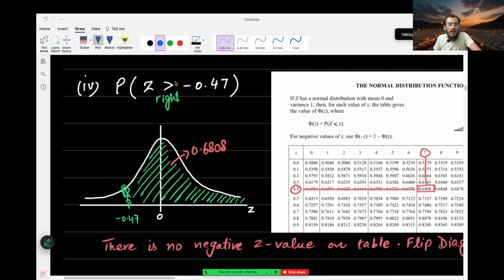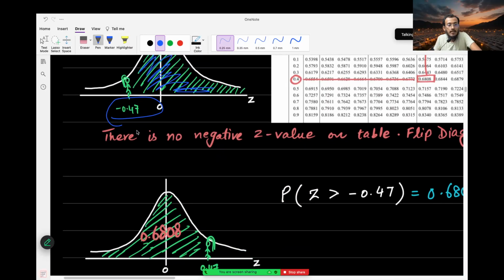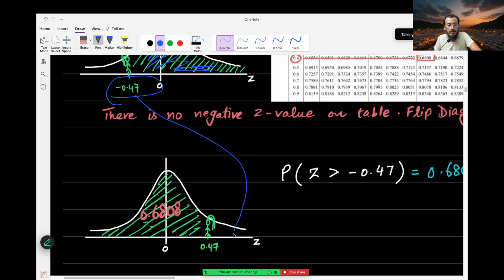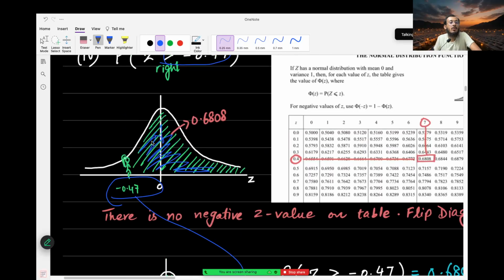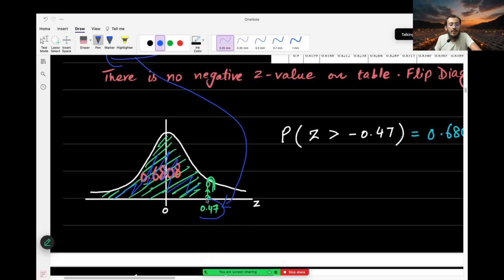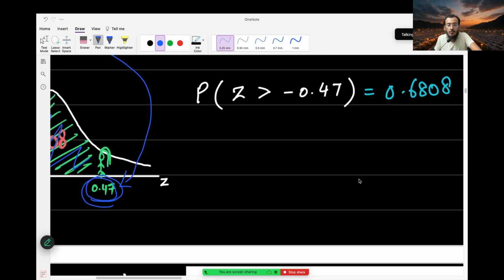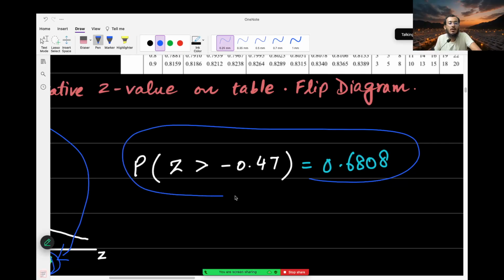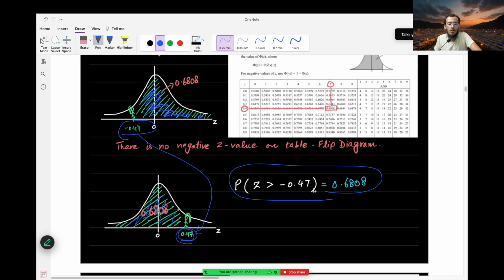What they have asked us to find is probability z is greater than this value, which means we are interested in finding this area. What we can do is flip from negative 0.47 to positive 0.47, and this area will represent the exact same thing because they are symmetrical. Now we go to the table and find the area for 0.47, and this is also the same thing for z is greater than negative 0.47.